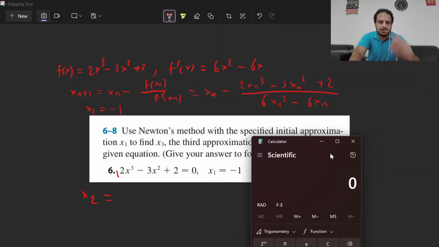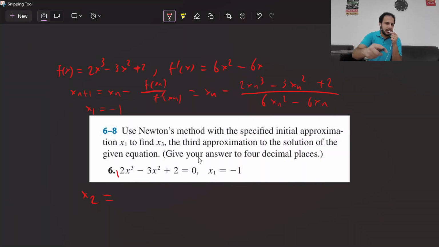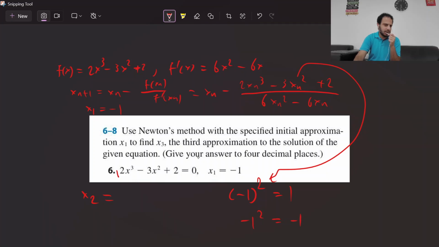You just have to substitute now, right? Now, there is something important here. This is a negative number, minus 1, right? You need to put parentheses around the negative number, because minus 1 is squared. For example, here you have xn squared. Minus 1 squared is 1, right? But if you write it without parentheses, you get minus 1 squared, which is what? Minus 1, right? So when you substitute in your calculator, you need to put parentheses around the negative number.